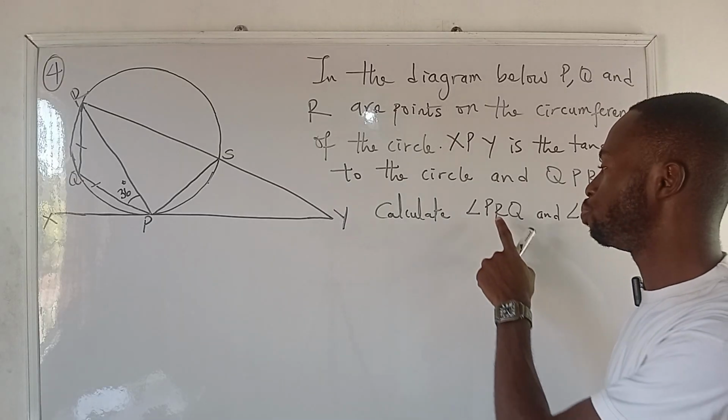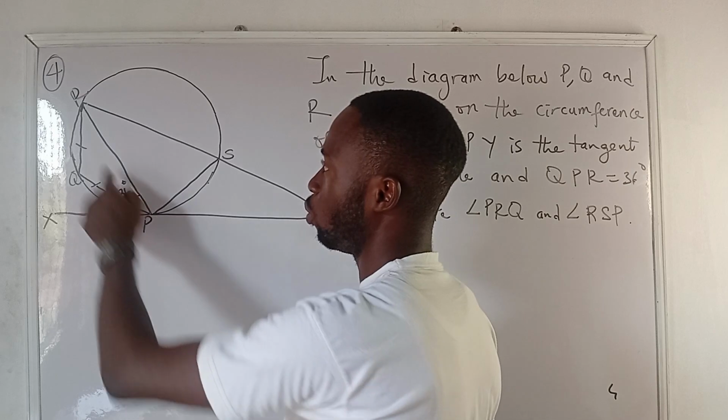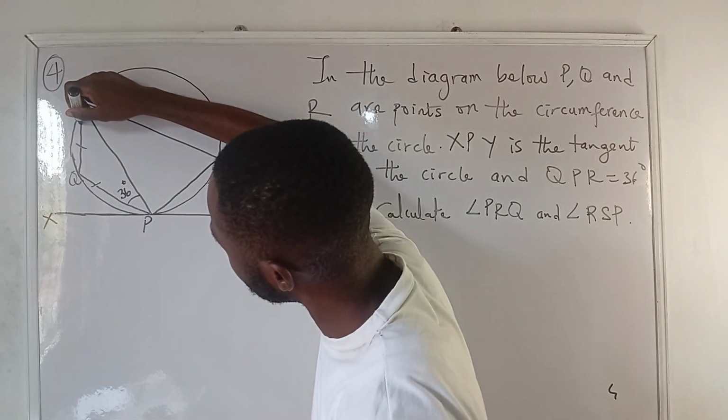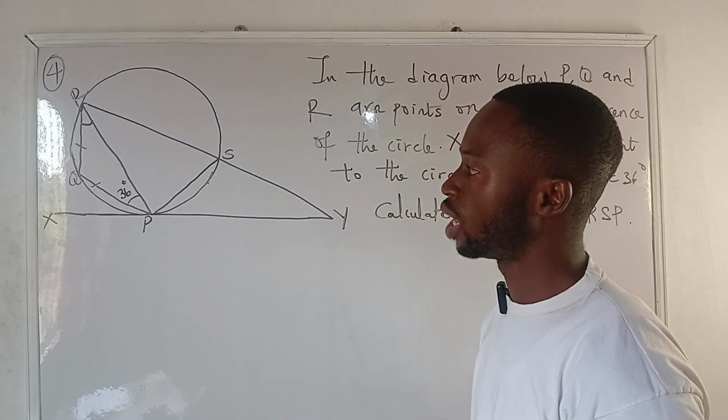Now let's look at angle PRQ. So let's look for where PRQ is. We have P, we have R, and then we have Q. So PRQ is this angle that we have here. We have to look for PRQ.